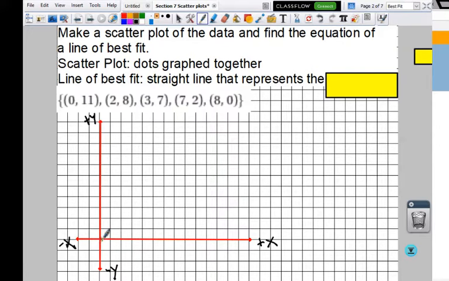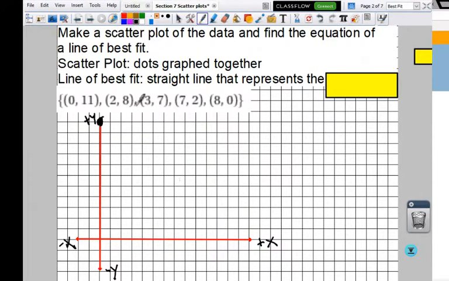Would some of them be on the line? Yeah, this one will be on the line, exactly. 1, 2, 3, 4, 5, 6, 7, 8, 9, 10, 11. Very top dot right there. Very top dot. Okay? And I'm going to keep going, and I'm going to put dots for each one of these.